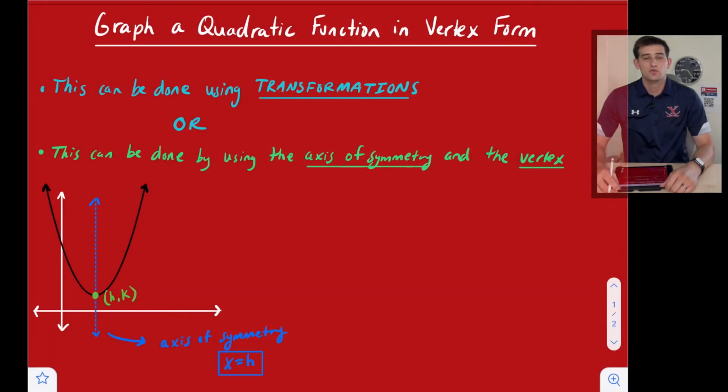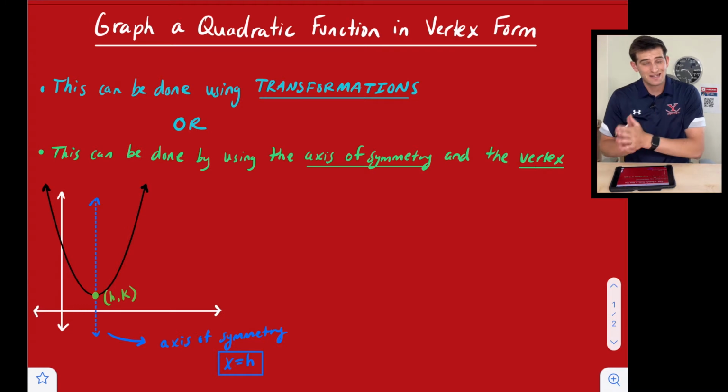Hello everybody, in this video we're going to talk about how to graph a quadratic function that is in vertex form. So really there's kind of two ways to do this, and we've already looked at the first way in previous videos, and that's by using transformations. So in this video we're going to talk about how we can do this by using the axis of symmetry of the function and the vertex of the function.